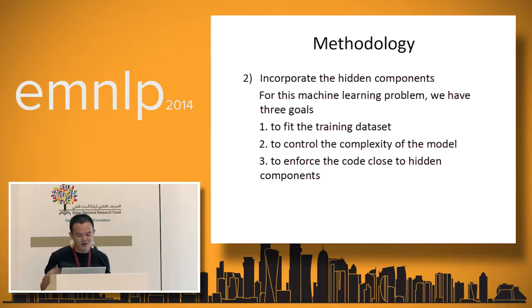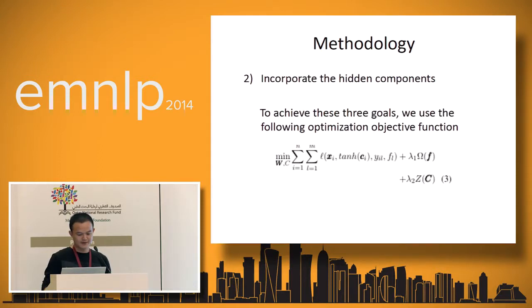Now as a machine learning problem, we have three goals. First, to fit the training data. Second, to control the complexity of the model. And third, to enforce the code close to the hidden components. To achieve these three goals, we use the following optimization objective function. Let me explain this objective function in detail.